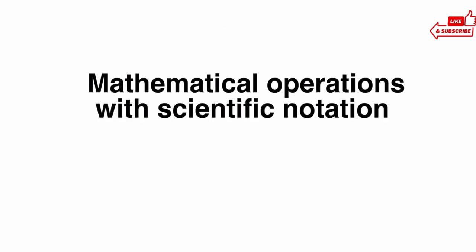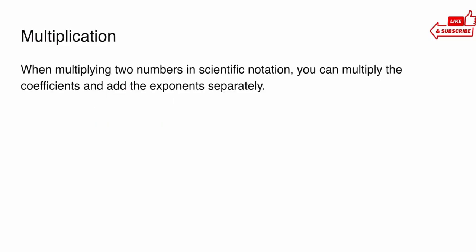All right, so now we can move on to mathematical operations with scientific notation. Let's start with multiplication. When you multiply two numbers in scientific notation, you multiply the coefficients, the a's, together, and you add the exponents separately. The reason it says add the exponents is because our exponents are always going to be in the form of 10 to the power of k. And since you have the same base, 10 to the power of a multiplied by 10 to the power of b is 10 to the a plus b.